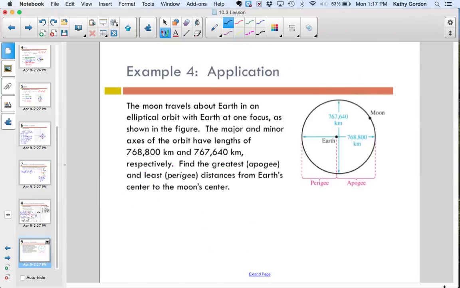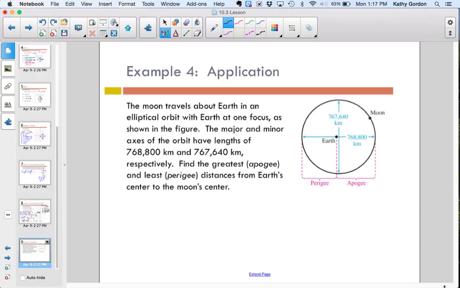All right. Last question. A little bit of application here. It says the moon travels about Earth in an elliptical orbit with Earth at one focus. So Earth is actually not the center of the orbit. Okay, it's at a focus.